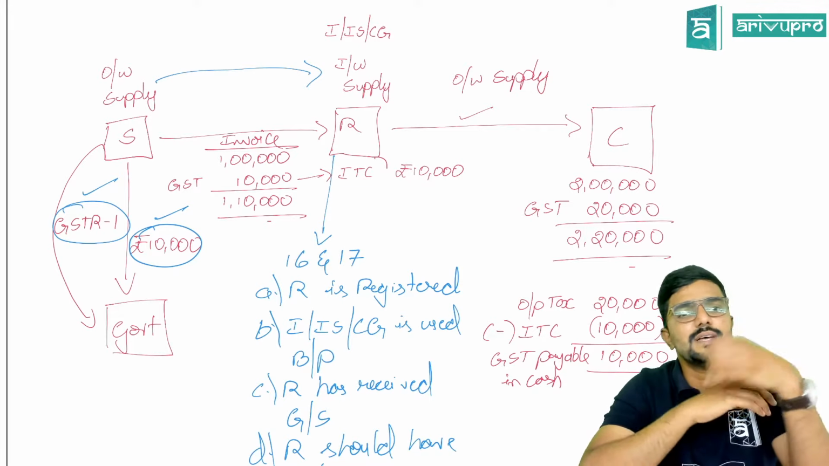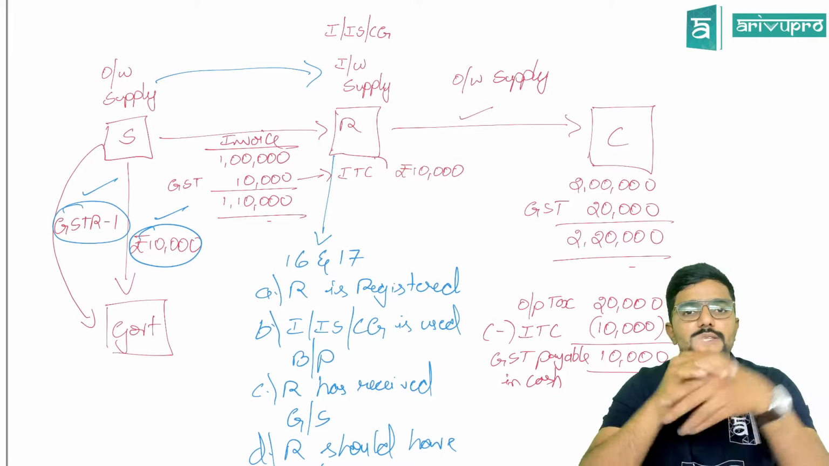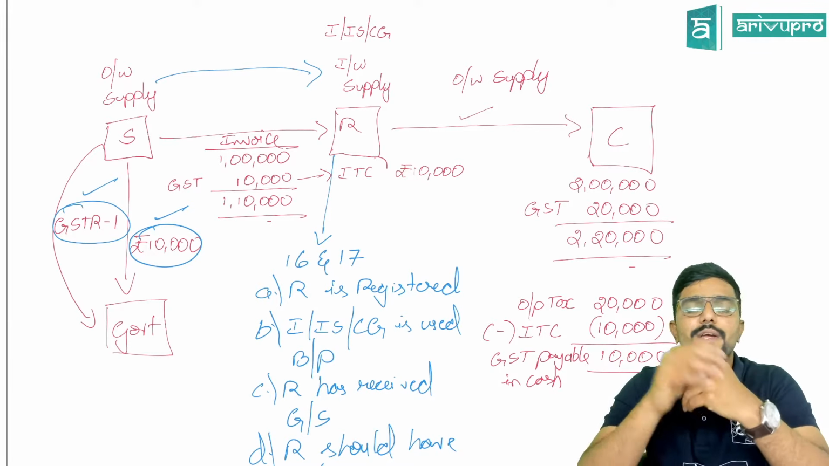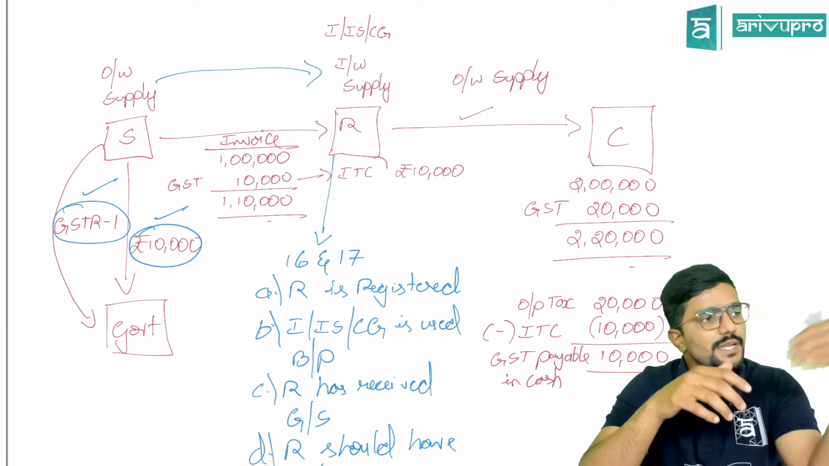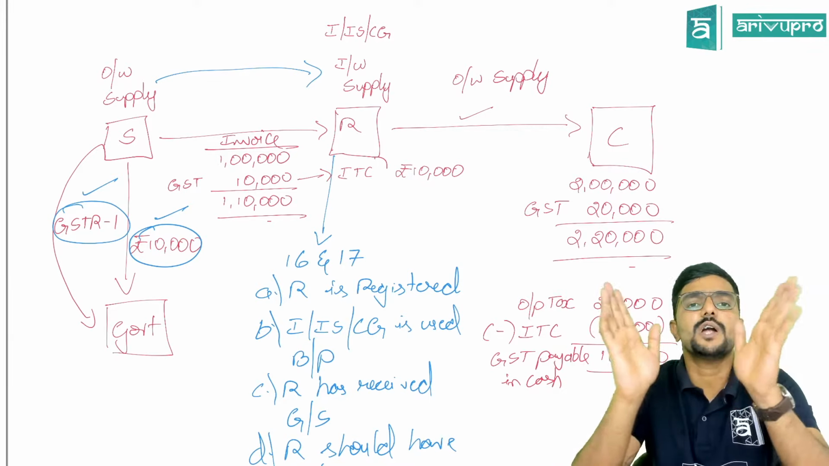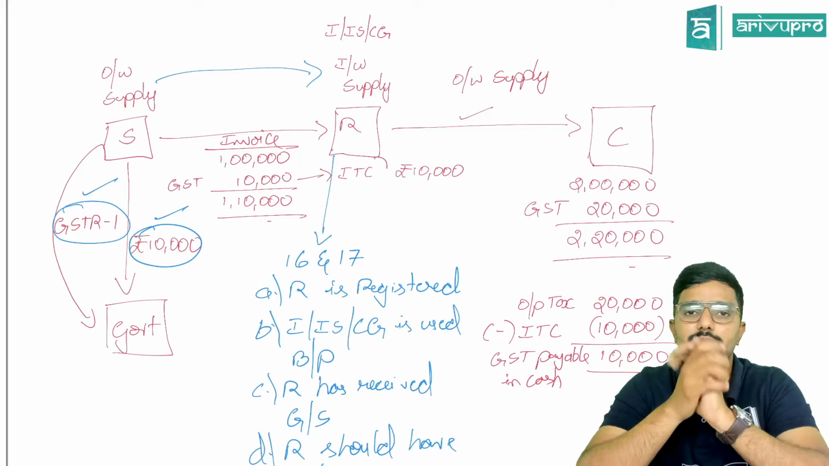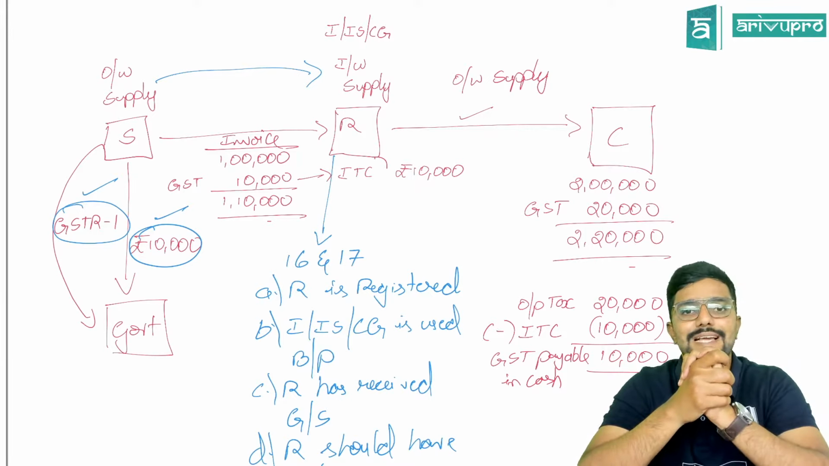For example, if you have purchased raw material, it is used to produce your output. Or else you have purchased capital goods. Why? To use it in your business. Then you have taken input service. Why? To use it in your business. It should not be for personal purpose. If it is for personal purpose, you cannot claim your input tax credit.